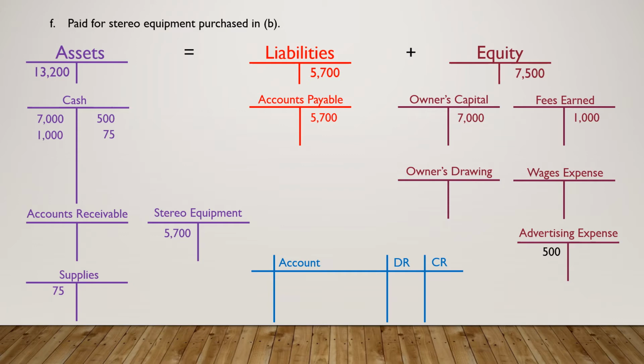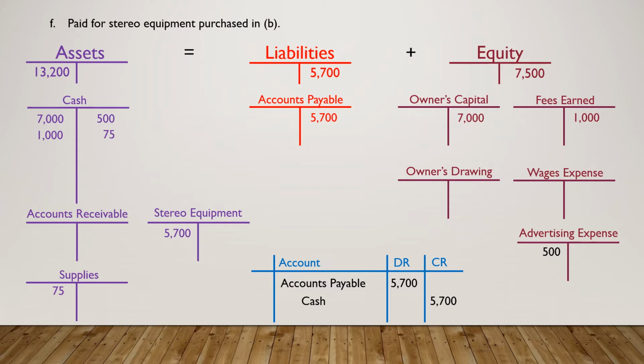Transaction F. Listen Up paid for the stereo equipment purchased in Transaction B. This transaction was the credit purchase in which we debited stereo equipment and credited accounts payable. We can see that debit and credit in their respective accounts. With this transaction, Listen Up is paying off the amount owed, so the entry will be a debit to accounts payable to reduce liabilities and a credit to cash for the cash disbursed to the vendor.